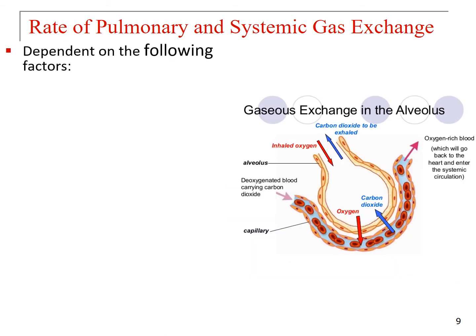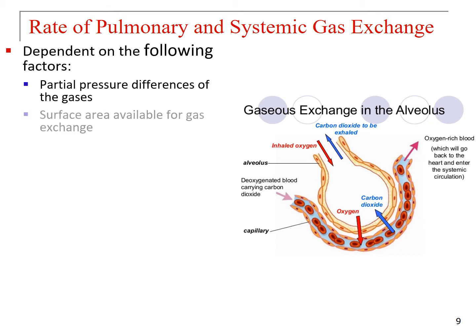So if we take a look at what happens in the alveolus, you've got a number of different factors that affect the gas exchange. The partial pressure difference between the gases is a factor. The surface area that's available for gas exchange is also a factor, and our lungs have got a tremendous amount of surface area available for gas exchange.